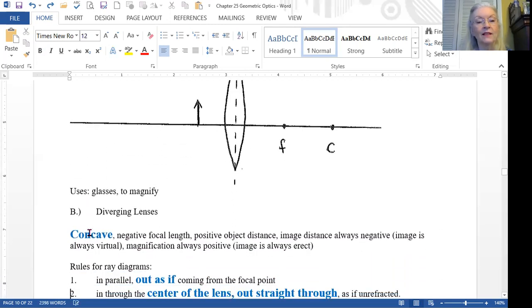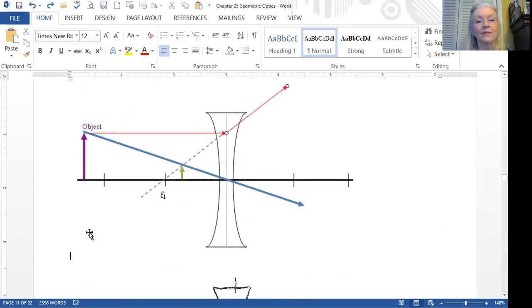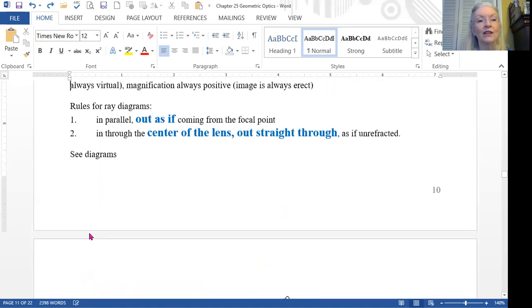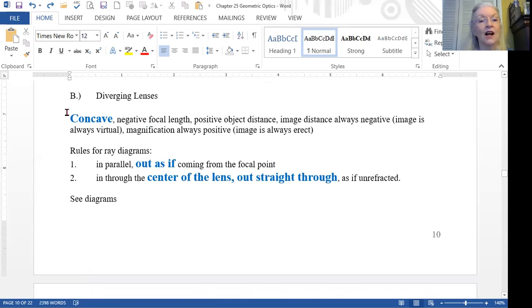Our second type of lens is a diverging lens. Diverging lenses are concave. They sink in. They have a negative focal length. Diverging lenses are similar to diverging mirrors, except obviously the shape is different. They always have a negative focal length, and they always make erect, reduced, and virtual images, just like diverging mirrors.